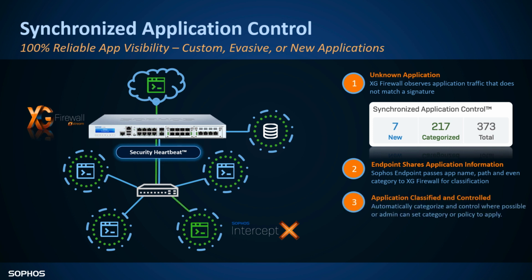The application is then automatically classified in many cases, or flagged for the admin to classify, and then the application can be controlled, blocked, or even accelerated if it is identified as traffic that is critical to your business.